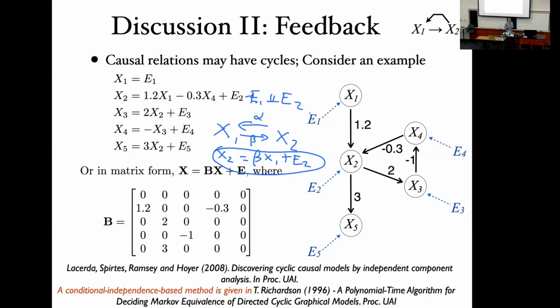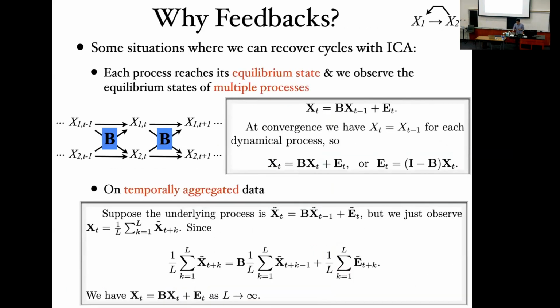That also means that if there is a loop between X1 and X2, then basically you cannot say it's a regular causal model without a cycle. You cannot say X1 causes X2, because in that case, the residual will not be independent from X1. Good. Now let's see whether we can recover this model from data.